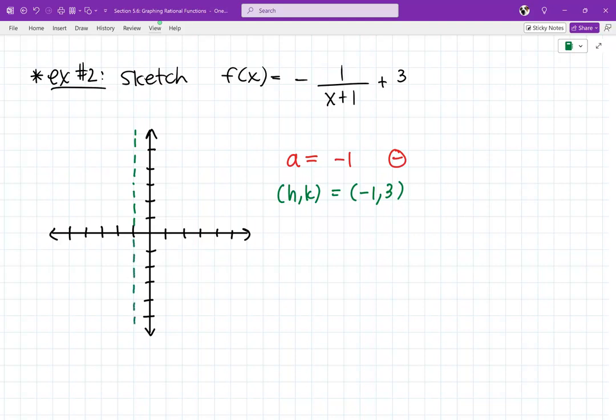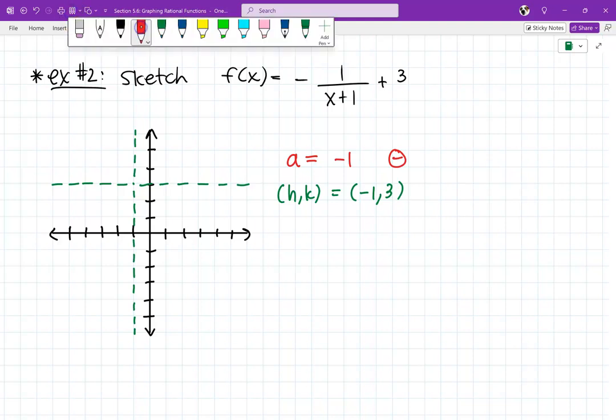I'm just kind of drawing a dashed line here this way and this way. These are my asymptotes. I cannot pass them. And since A is negative, this graph should be increasing. It should be going upward. It should have an upward trend. Okay, so it's going to look like this.